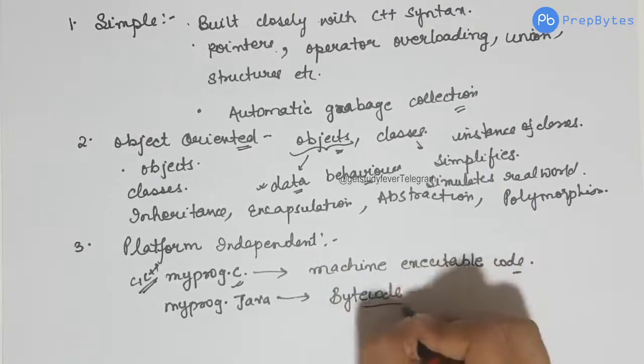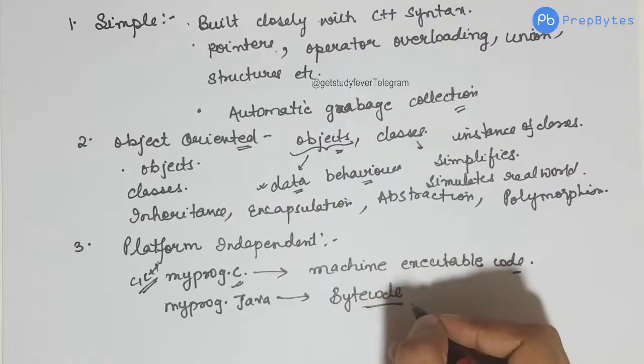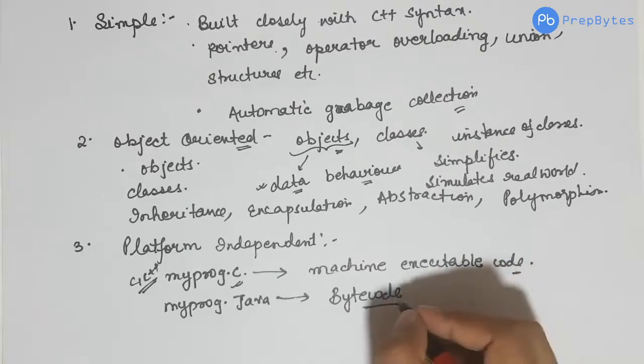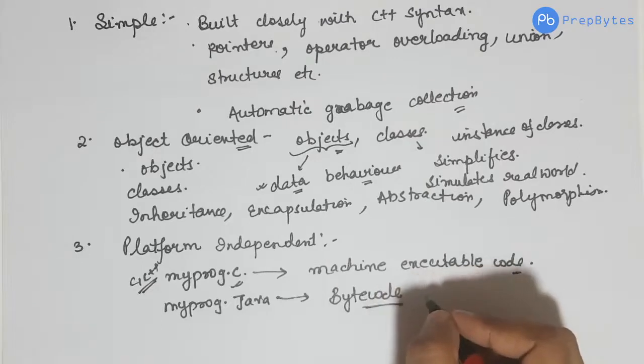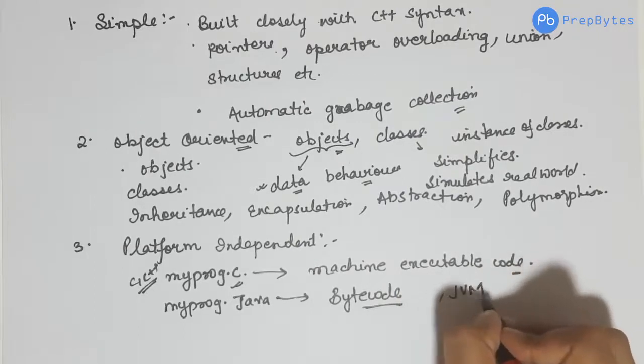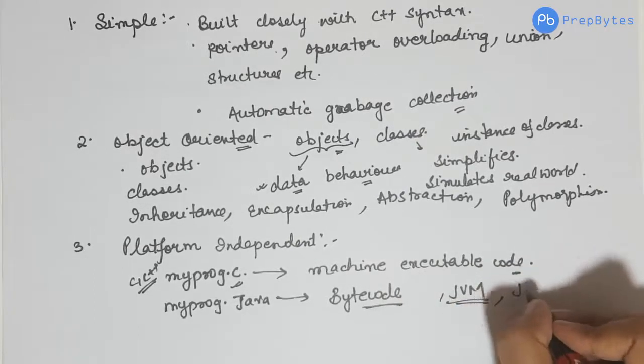This bytecode can be taken and run on whichever machine you want. It can be run on a Windows machine, Linux machine, or Macintosh. You can run it on any machine. It's just that that particular machine needs to have the JDK installed and needs to have the JVM. We will discuss JDK and JVM again.